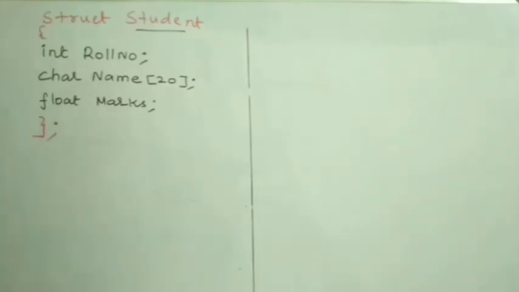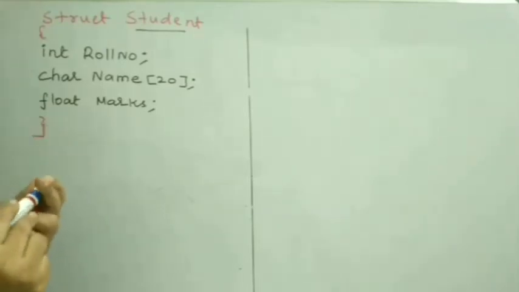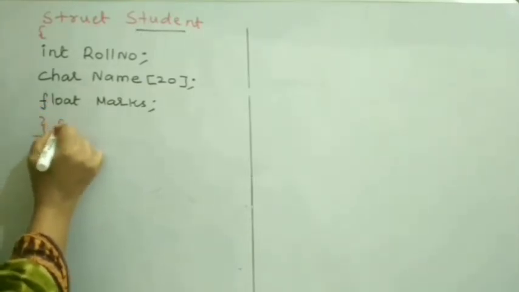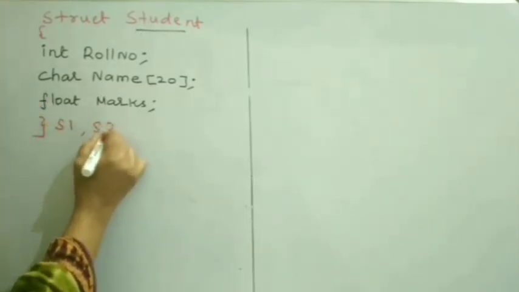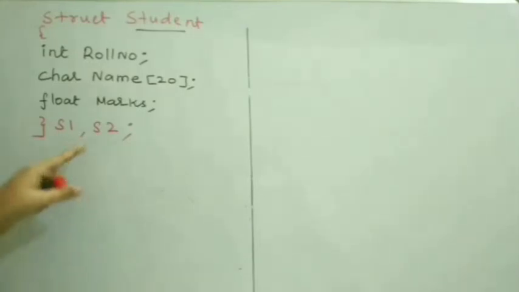If I want to declare two structure variables S1 and S2 during the definition of the structure, then before the structure definition ends with the curly brace, I may declare the structure variables. For example, I am declaring two structure variables S1 and S2, and then I end my structure definition. Or else, as a separate statement, I may declare a structure variable.